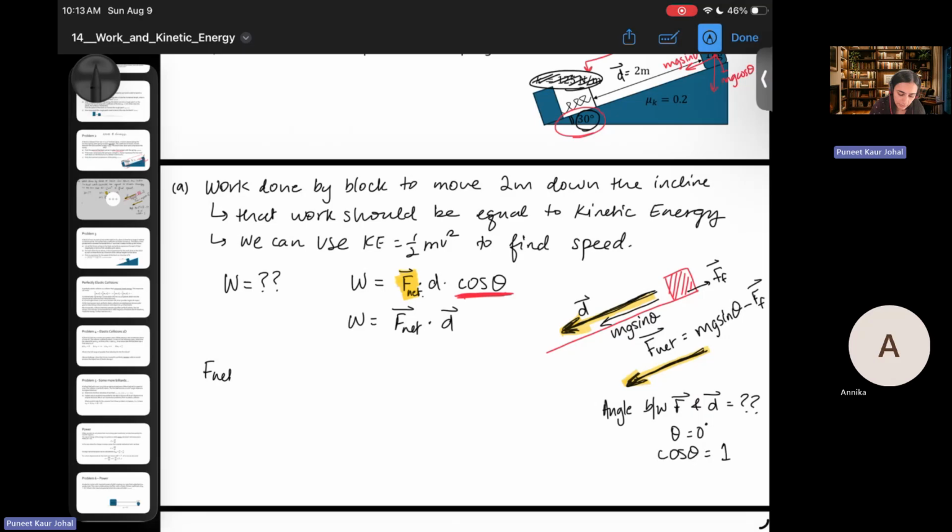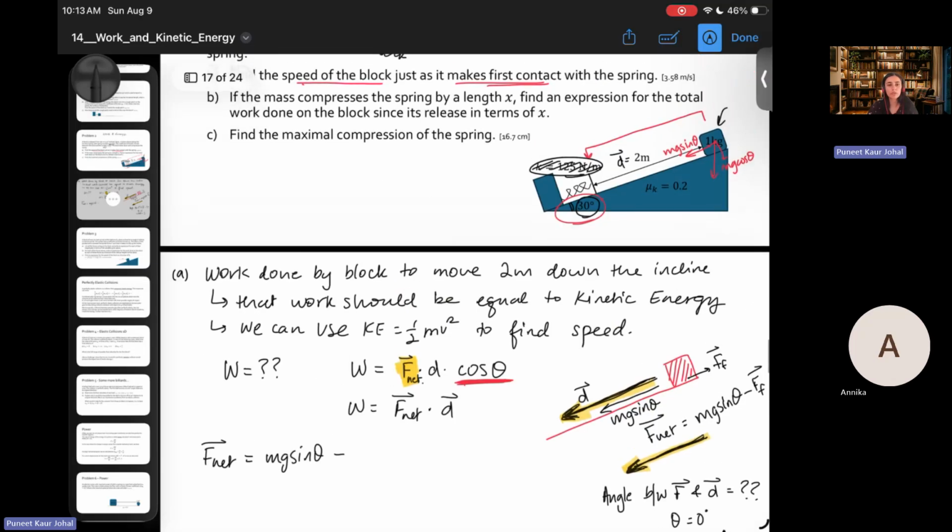Let's find F net. So we said F net is equal to mg sine theta minus force of friction. What is the formula for force of friction? What should I write there? Force of friction is mu Fn. Yeah, and then, what is Fn?